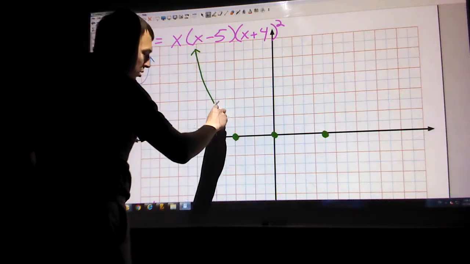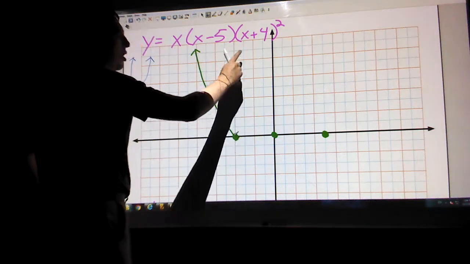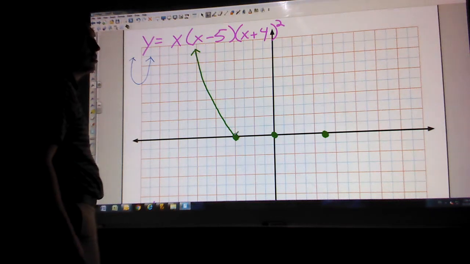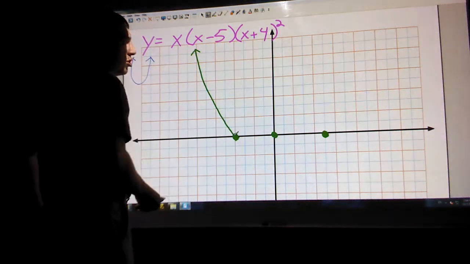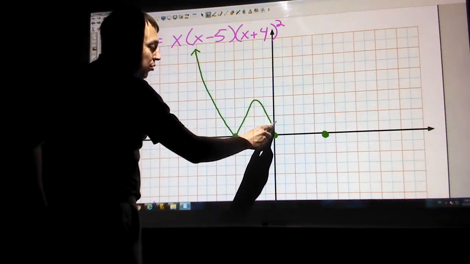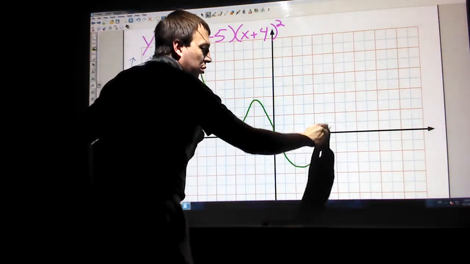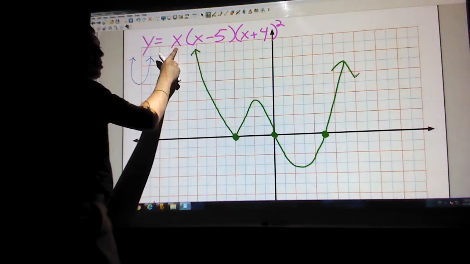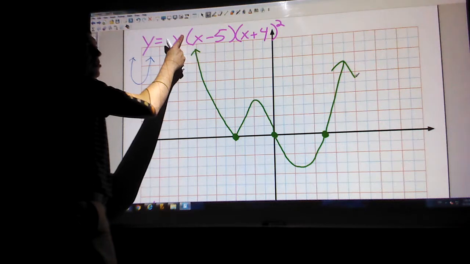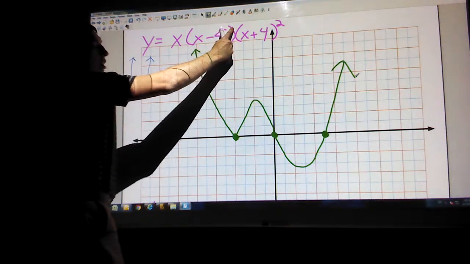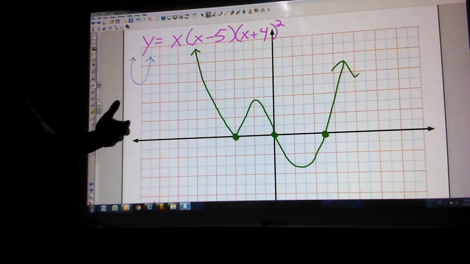go down, and when I get to -4, I have to notice, oh, does that bounce or cross? The 2 says it's going to bounce because it's even. So it bounces, and then it's going to go through, and come back up high. It goes through at 0 because this exponent is 1. It is odd. And this is 1. It is odd. It also goes through there. So that is sketching a polynomial function.